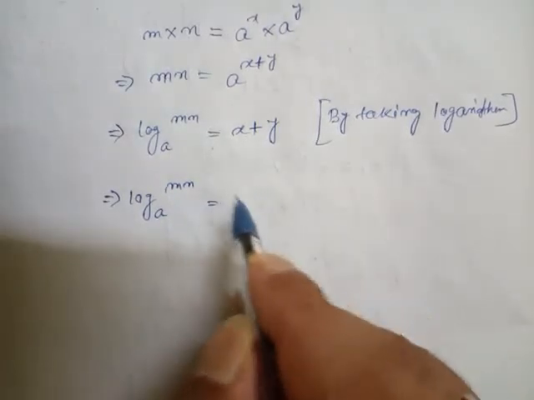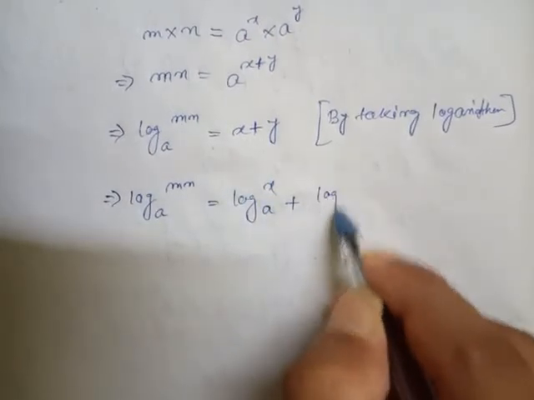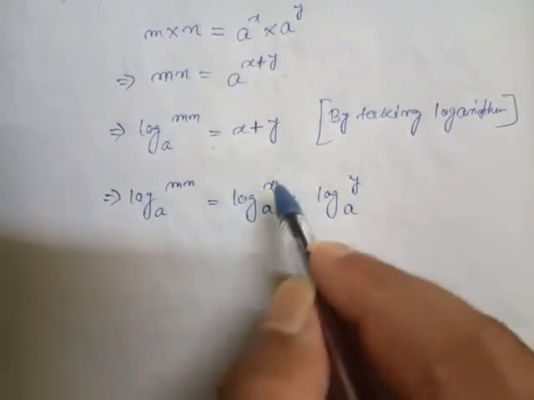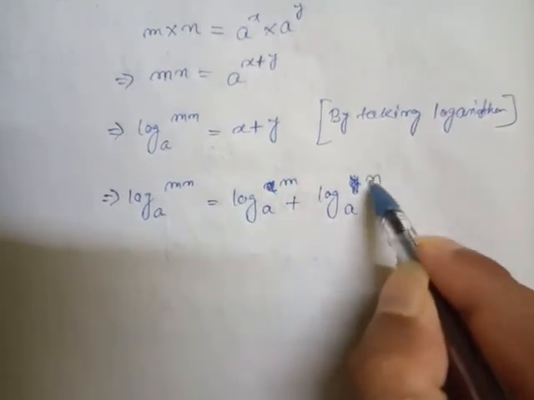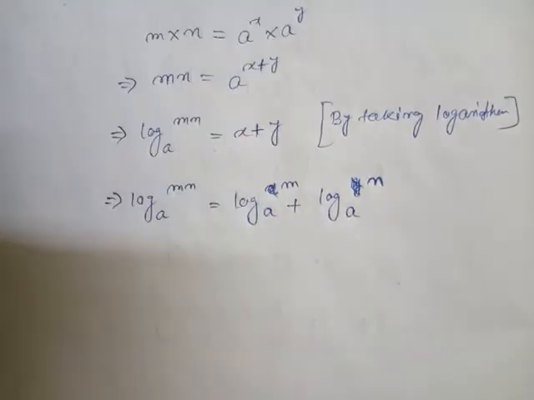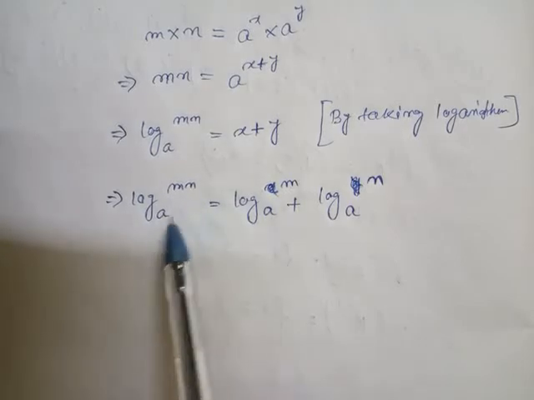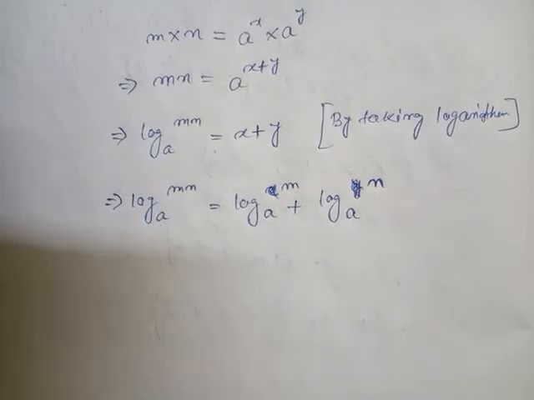Value of x is logarithm x base a plus logarithm y base a. Sorry, not x, it is m, and it is n. Sorry, m base a and n base a. So students, it is clear that log m into n base a means log m base a plus log n base a. This is the formula, and first one is proved.